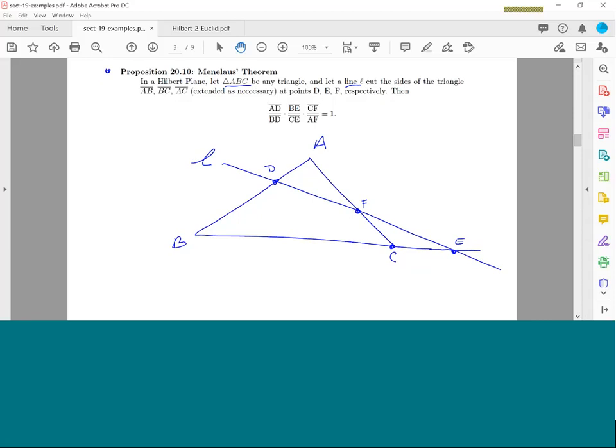All right, so now I'll go ahead and build to the formula. So right now, let's ignore this formula, and we're going to build our own. So here's how to use Menelaus' theorem.